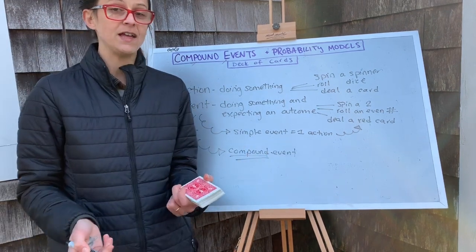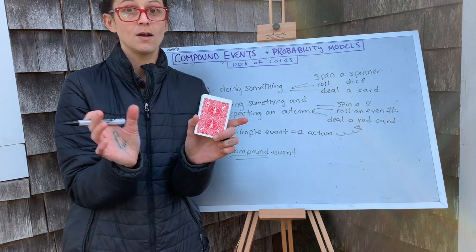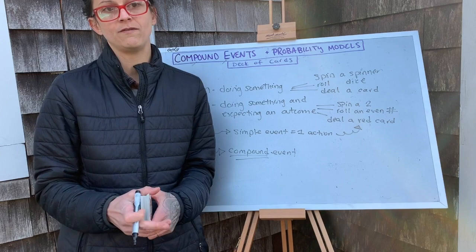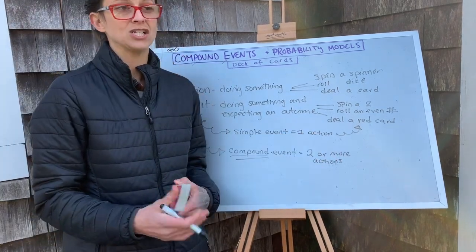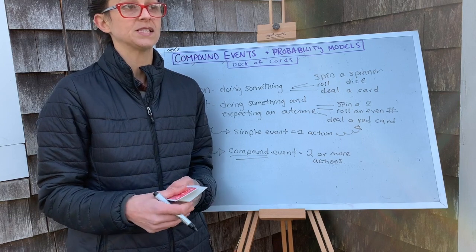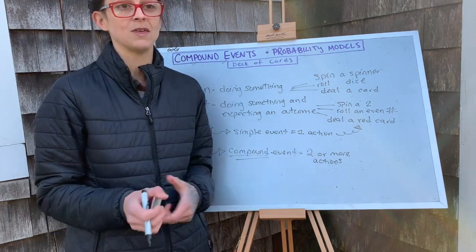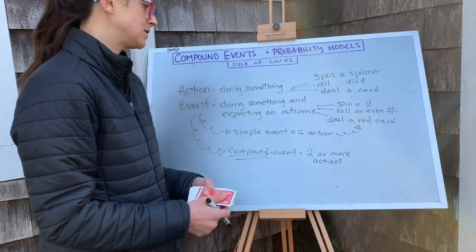A compound event, much like compound words are two words put together, race, car, basketball, is when two or more events are put together. I'm using the word action here because I think that it helps us to think about doing something physically twice. But that action might be the same thing. So it might be deal a card, deal another card. It doesn't have to be different actions.